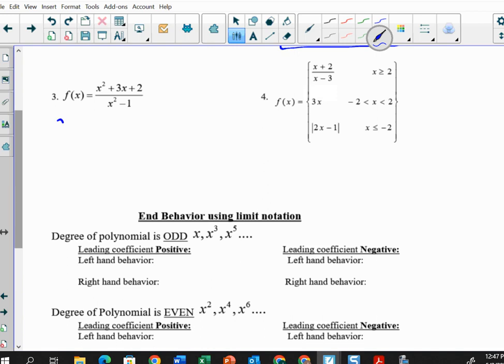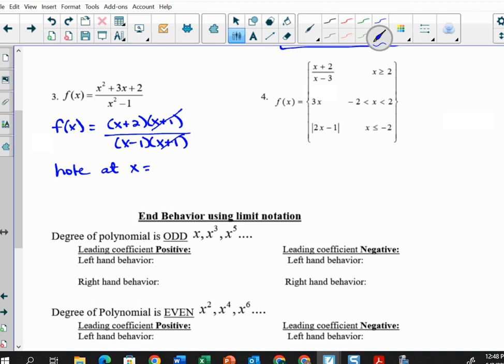All right, I'm going to factor number 3. I see 2 factors that cancel. I know that creates a hole at x equals negative 1. And then, do you see the factor left in the denominator? What does that create? Yeah, infinite at x equals 1.